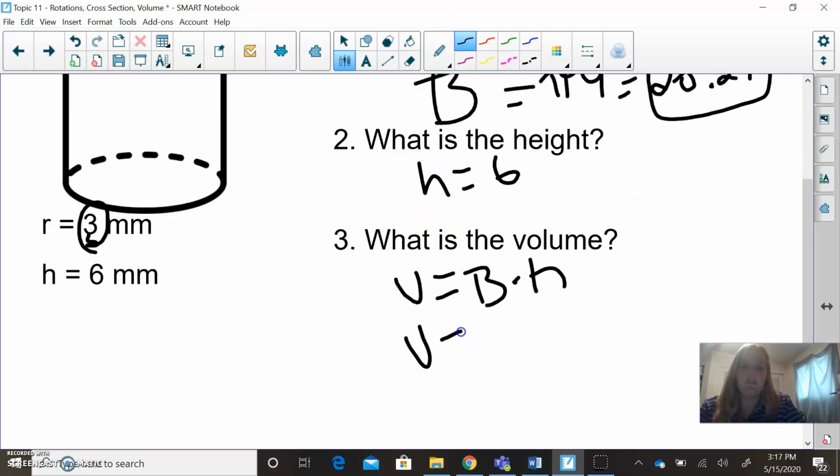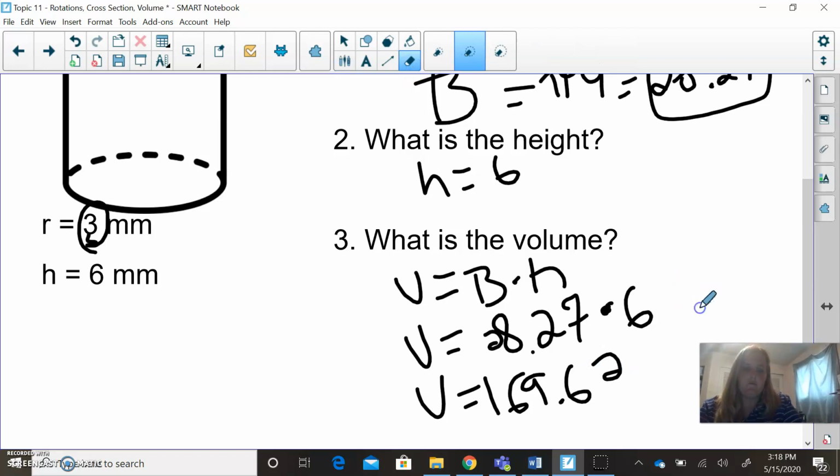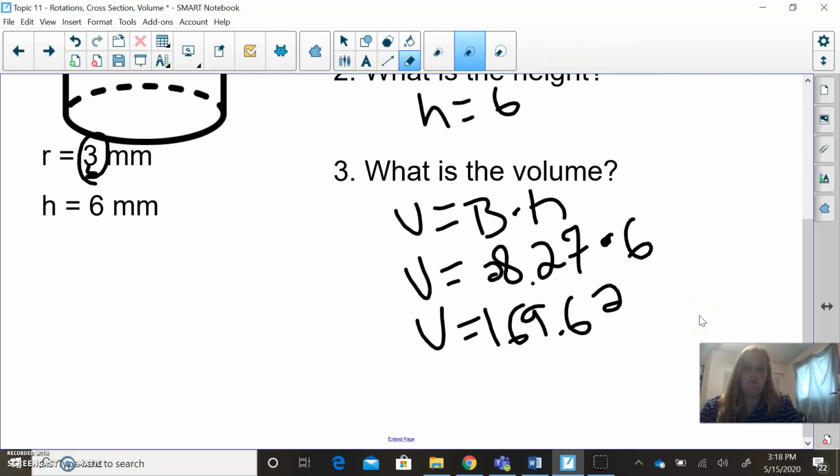So volume is equal to 28.27 times 6. So 28.27 times 6 is equal to 169.62 millimeters cubed.